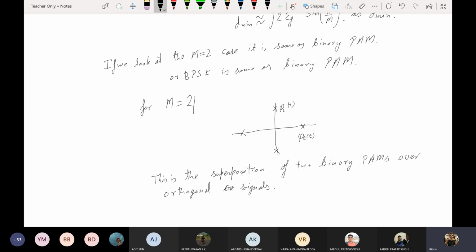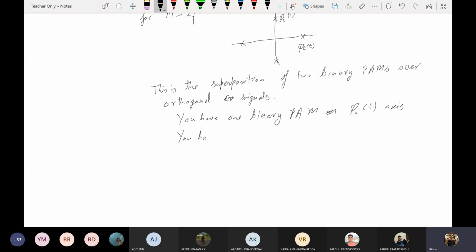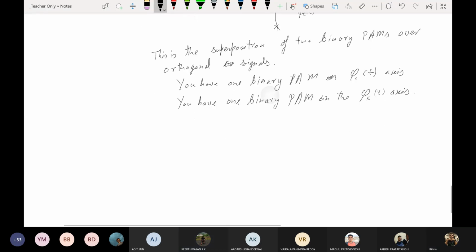So you have a binary PAM along, and this is important, you have one binary PAM on the phi c axis, and one binary PAM on the other axis.